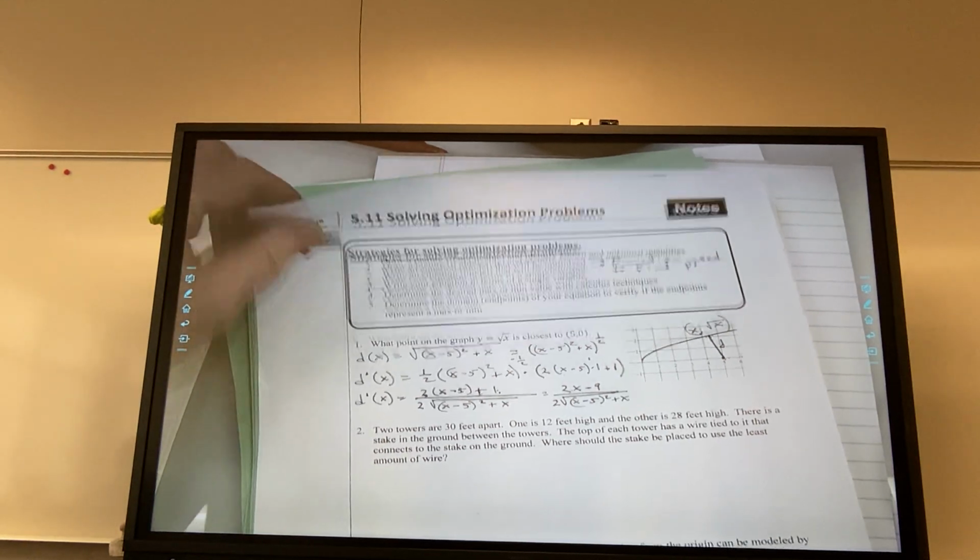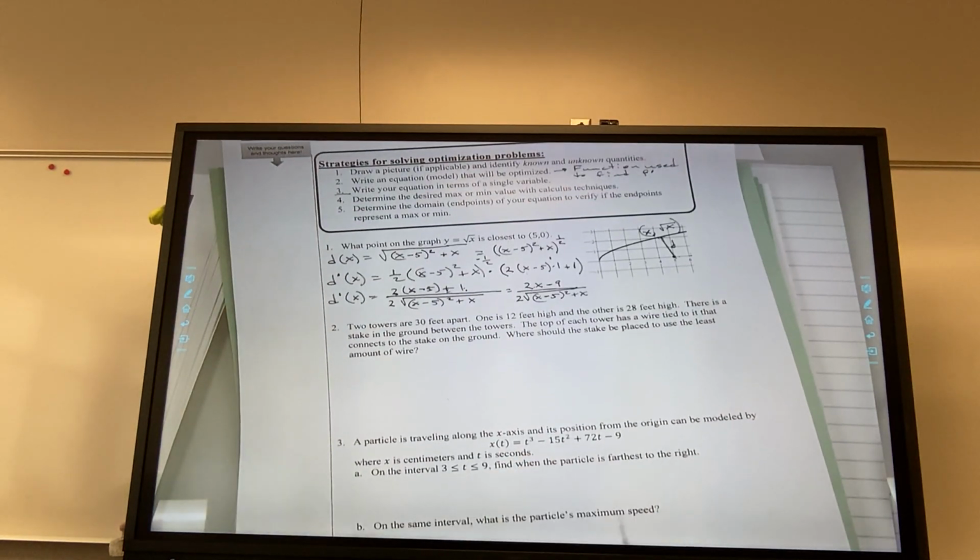I'm going to raise it up a little bit so you can see that. Is that easier to see, Owen, if I raise it up a little bit?